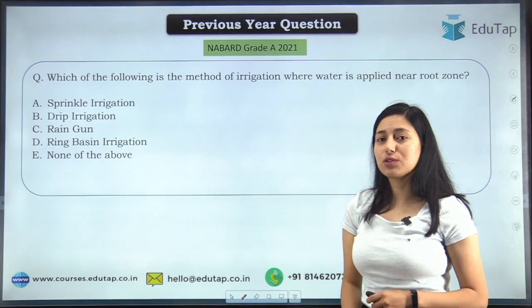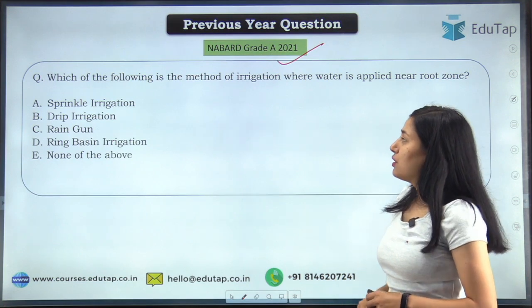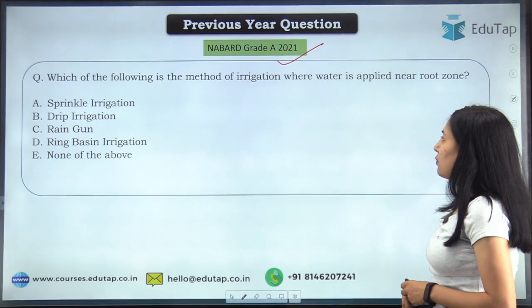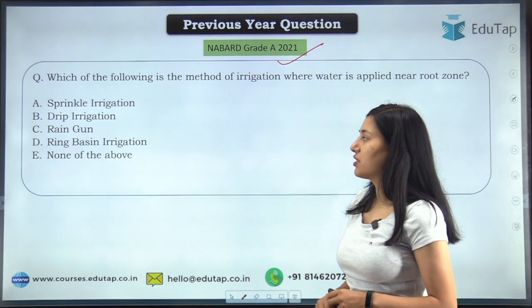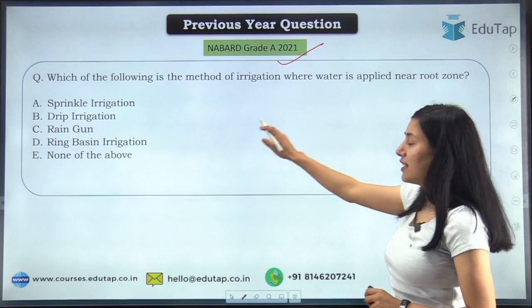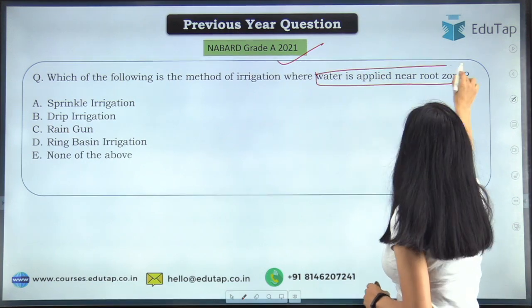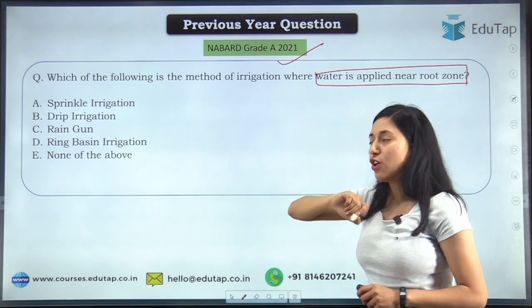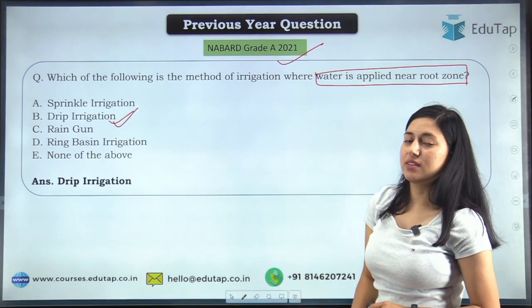Now moving on to the next question, which was asked in NABARD Grade A 2021. Which of the following is the method of irrigation where water is applied near the root zone? Options are sprinkler irrigation, drip irrigation, rain gun, ring basin irrigation, none of the above. You have to read the language of the question, that water is applied near the root zone, and we have just discussed that it is the drip irrigation system. So the right answer will be drip irrigation system.